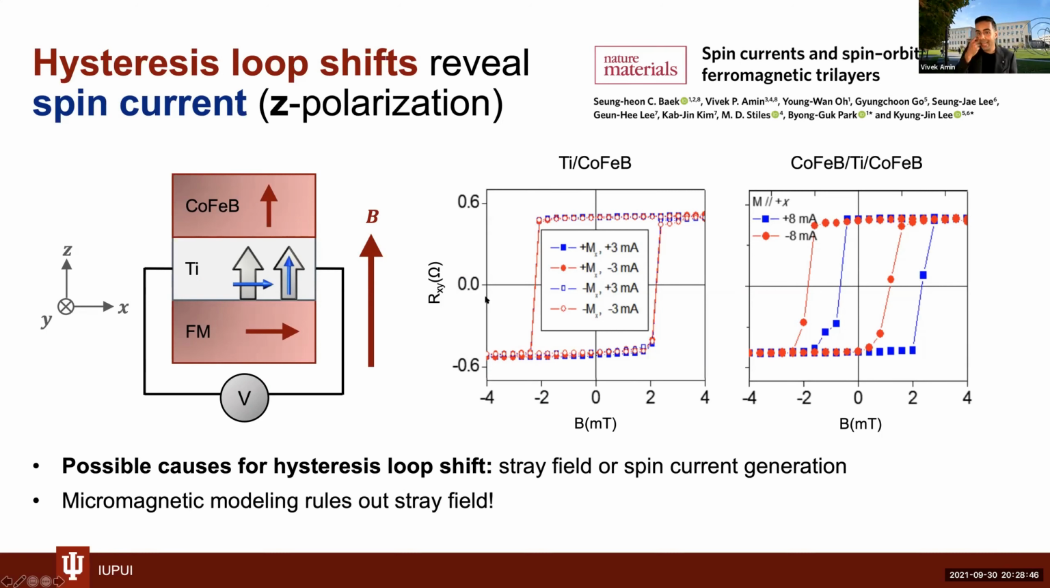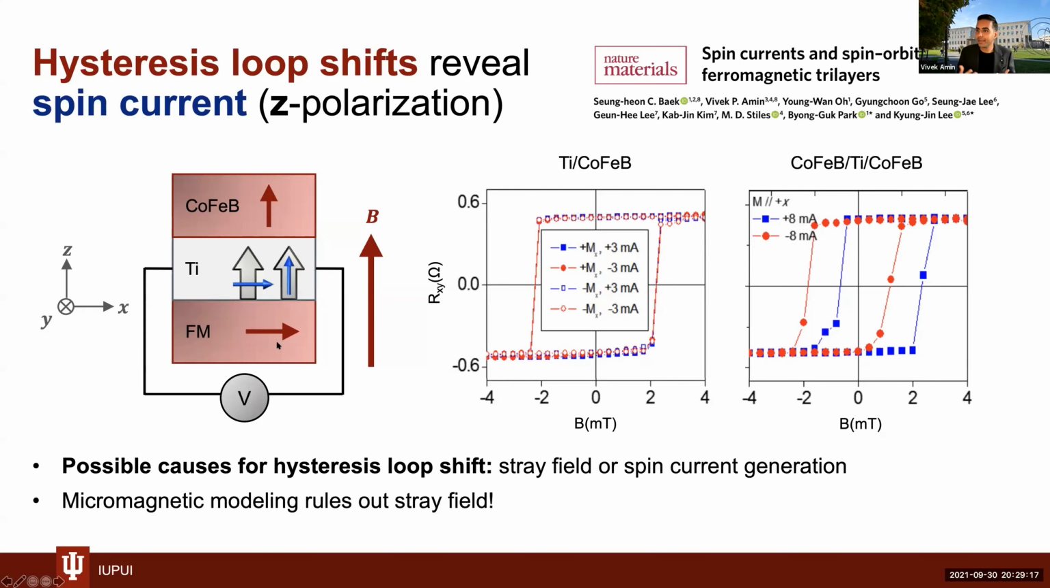In a controlled experiment where we don't have this bottom ferromagnetic layer, the hysteresis loops look the same regardless of what direction the current is flowing. However, if we add this bottom ferromagnetic layer, and here I'm looking at the cobalt iron boron results, we can actually shift the hysteresis loop from this top layer, depending on what the polarity of the current is and depending on what the magnetization direction is.